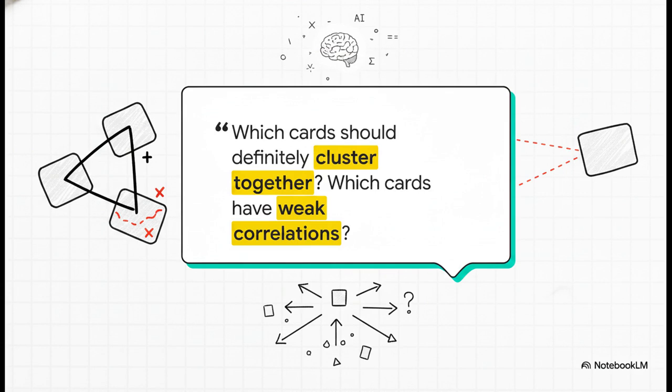You are specifically asking the AI to find the mathematical outliers. We want it to highlight the cards with weak correlations, the cards that participants clearly struggled to place accurately. If a card has a low agreement percentage across the board, it usually means the label is confusing, or maybe the item naturally belongs into 2 different places and might need to be cross-listed in your navigation.